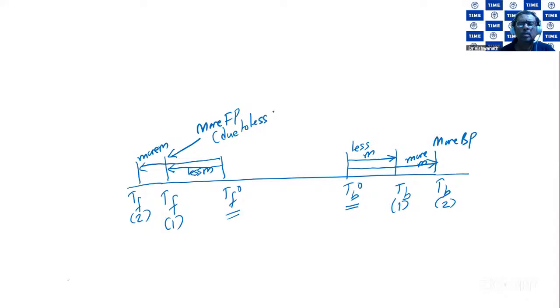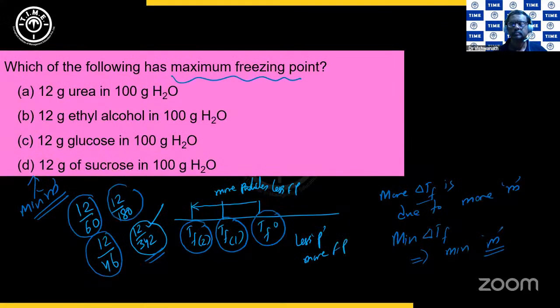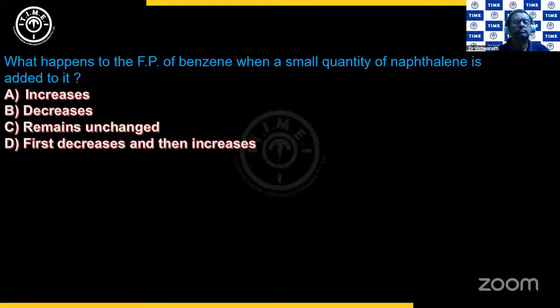Because freezing point, we are going on to the other side, reverse. Freezing point is getting decreased, whereas boiling point is getting elevated. So boiling point is more for more molality, whereas freezing point is more for less molality. I want you to note this. Clear? We'll now move to the next question.